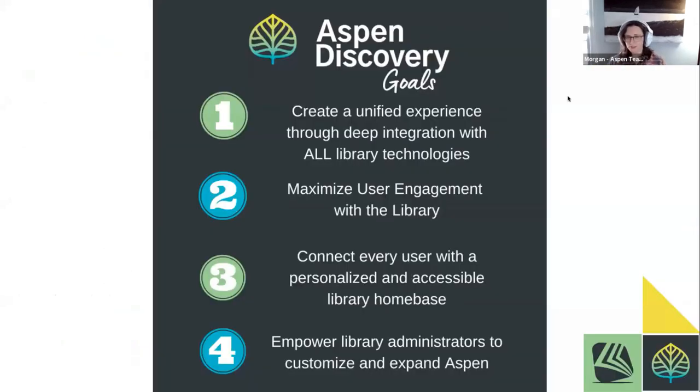So before we dive into the content today, I just want to really quick go over Aspen Discovery's goals, because this does guide everything that we do on the Aspen team. And we did revise these goals late last year. So if you've seen our webinars before, these might actually be new goals to you. So first, we want to create a unified experience through deep integration with all library technologies. Our integrations over the years have moved beyond eBooks to ensure that everything the library offers can be discovered from the library catalog in some way. And as the years go on, Aspen will continue to push towards our goal of making sure that patrons can find everything in one place and that no one thinks the library is just books.